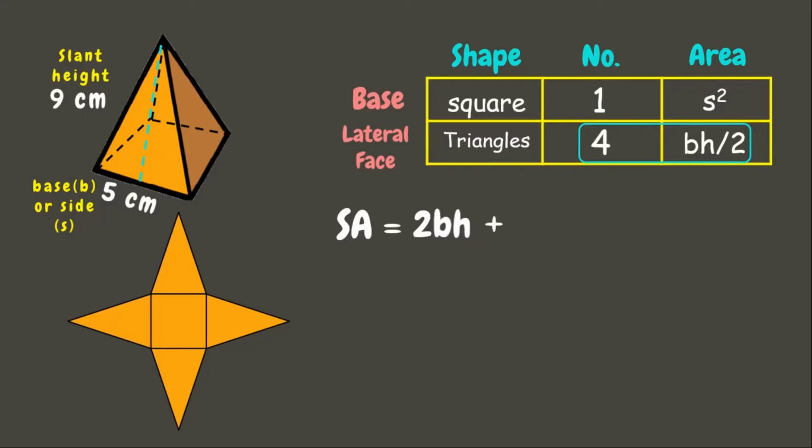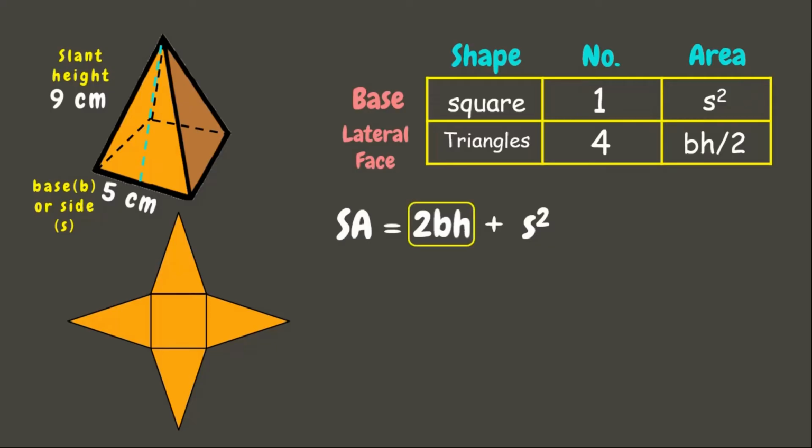Next, let us get the area of the base, which is 1 square. So that will be 1 times s squared, which is s squared. Now, we have the formula for the square pyramid, which is 2 times base times the height of the triangle plus s squared. Now, let us try and solve.